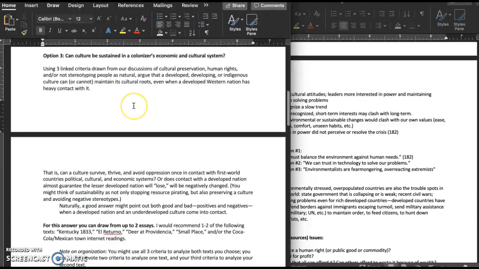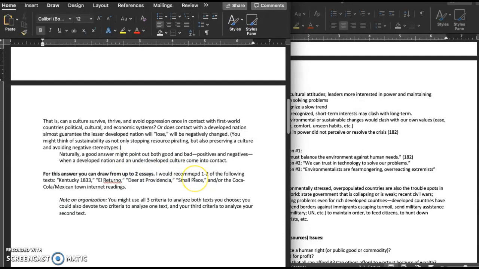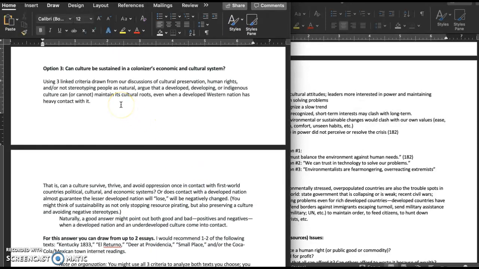Can culture be sustained in a colonizer's economic and cultural system? And so here, what you're looking for, I changed this one a little bit. Here you could actually use 2 different essays, and you're going to argue whether or not a culture is going to get changed negatively always when it comes in contact with a more dominant culture, usually a Western culture, a developed culture, a culture with a free market. These are some of the things that we talked about in class. So does the culture always lose in the less developed nation? Or does it not change all the time? There's something of cultural sustainability.